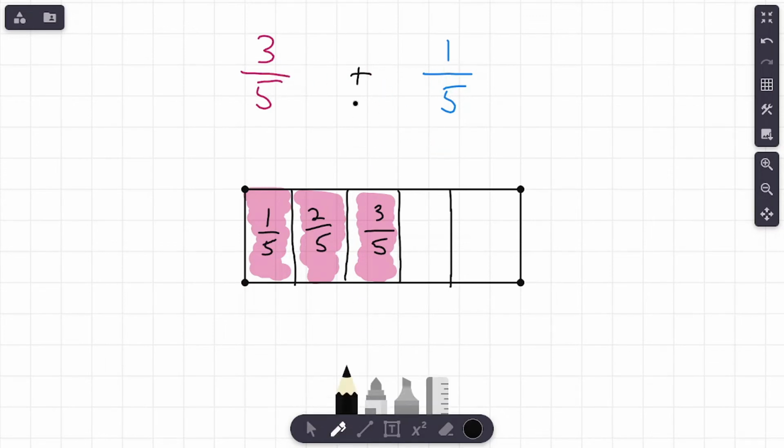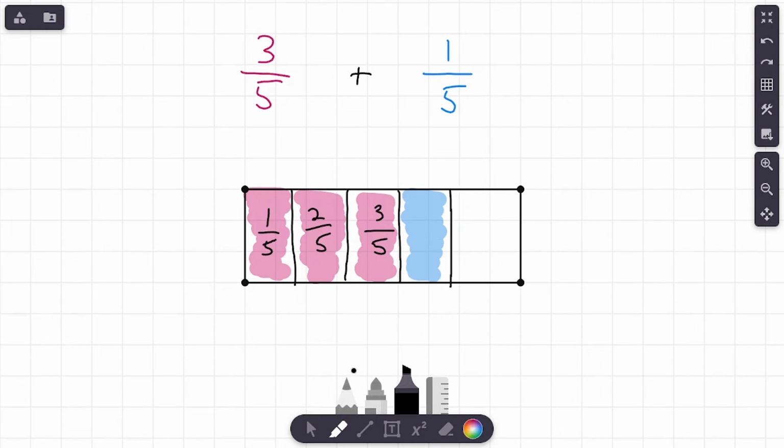Again, this symbol right here, this operation is going to tell us what we're going to do in our model. In this operation here, it tells us that we're going to add, so that means we're going to add on to what we've already done. So if we've got 3/5, we want to add 1/5. So let's do that. Let's add 1/5. So here is my 1/5. Now let's take a look, ladies and gentlemen. What would I label that blue section here?